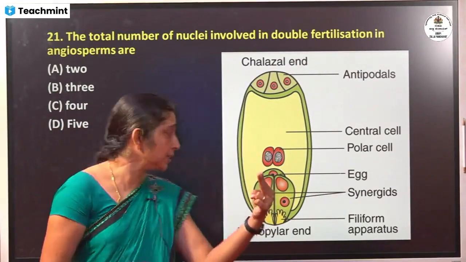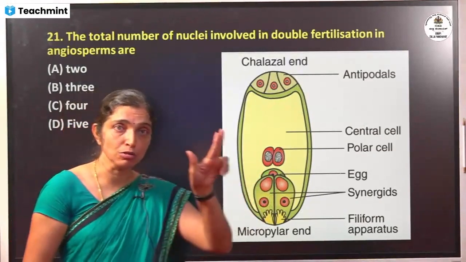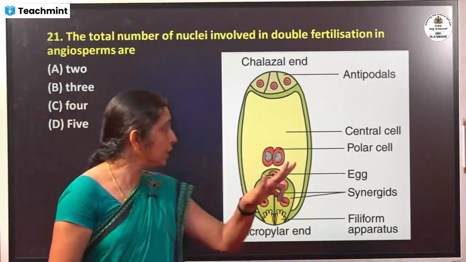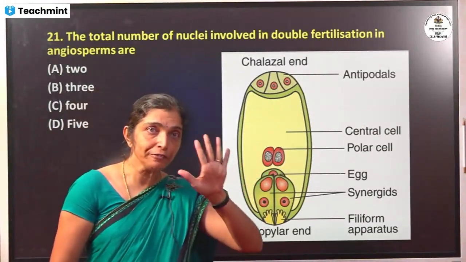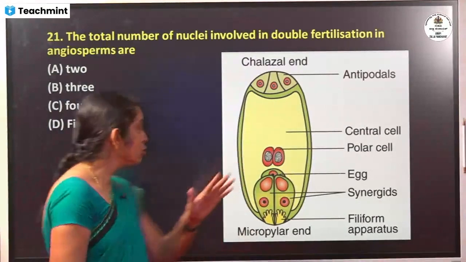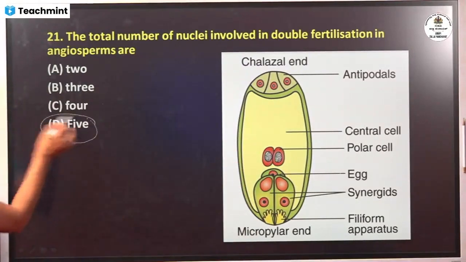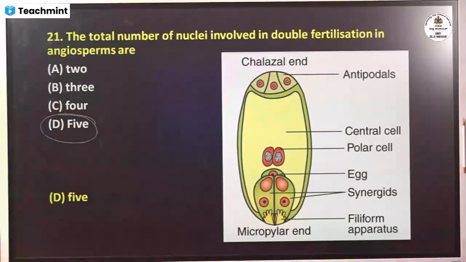And the others that are there, we have 1 egg cell, so 3 nuclei, haploid. Then we have 2 polar cells, polar nuclei. So a total of 5 nuclei are involved. So out of this, the right option that you have is 5. I hope you have understood.